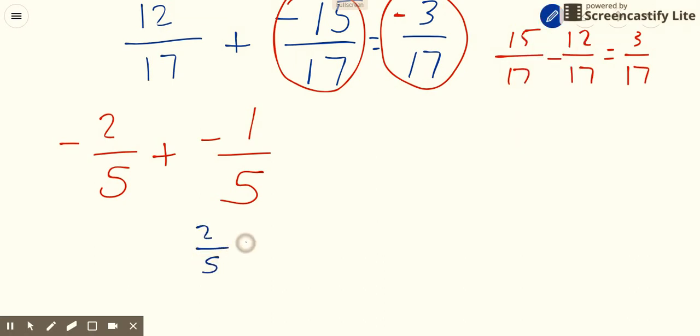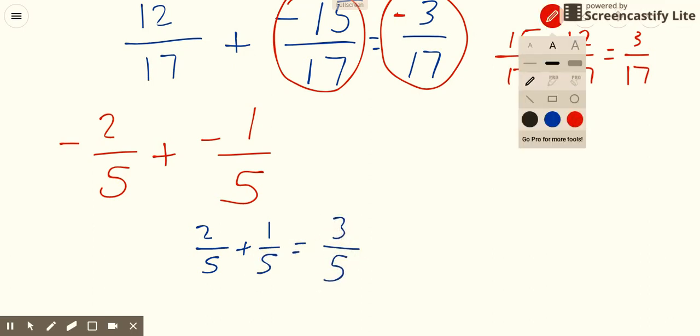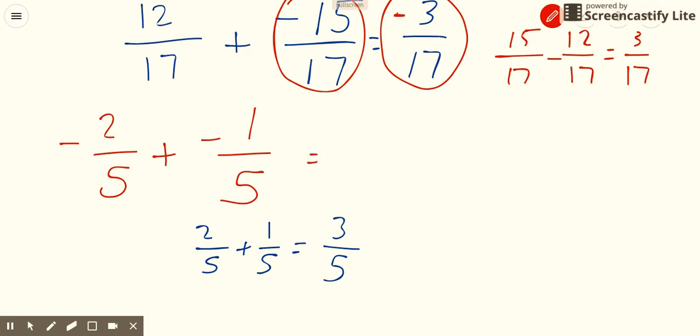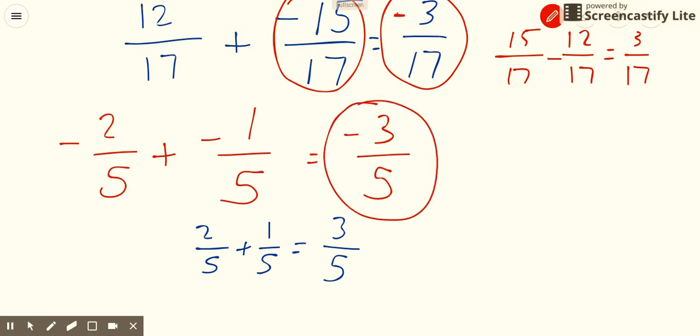So I have 2/5 plus 1/5, which I know the 5 stays the same, and 2 plus 1 is 3. So I know the numerical part of my answer here is 3/5. But since both the numbers I was adding are negative, I know my answer needs to be negative. So my answer here is negative 3/5.